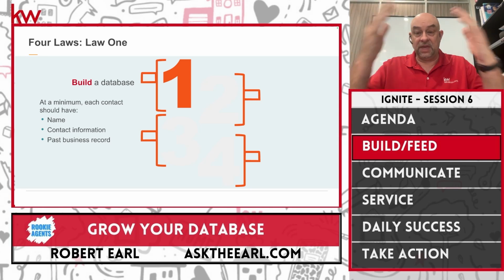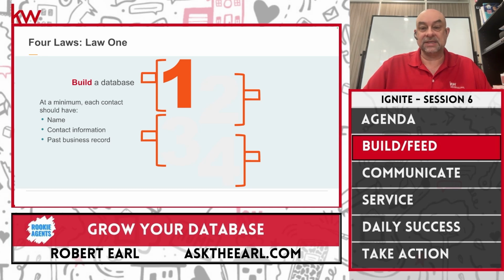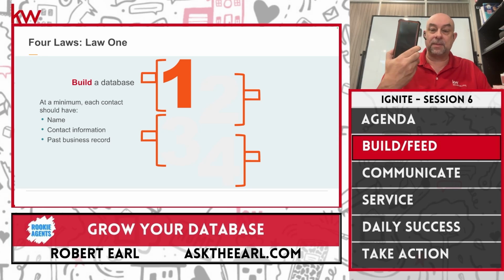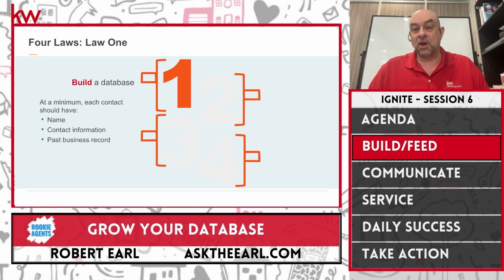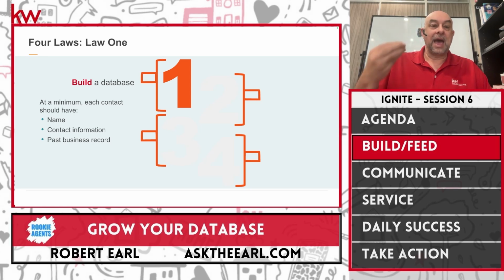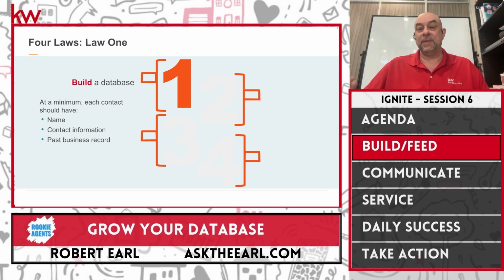For me creatively, I like to look at that to say they don't count unless I have that information. If I've connected with somebody on social media and I don't have their phone number, I don't have their email, I cannot contact them in a TCPA compliant manner to be able to be in touch with them. So I want to have their name, their contact information, and any past contacts or past business that I've done with them.